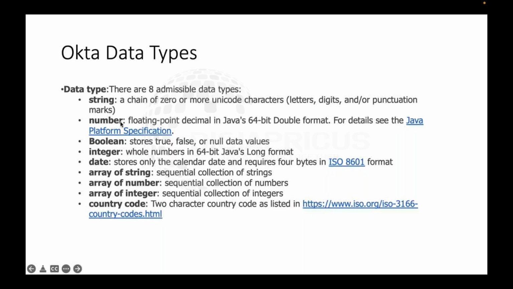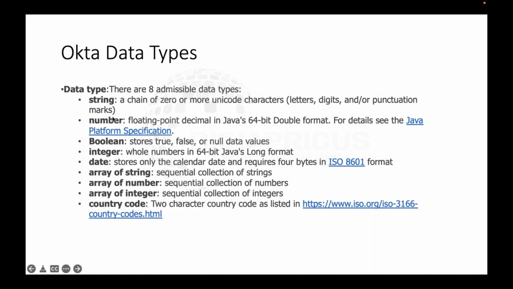Then next we have number. As the name says, if the data type is number, then the value of that attribute has to be a number. If you give number data type to age, then age cannot be, say, 70 written as SEVENTY. You have to write 70, right? So number is something like a floating point decimal in Java 64-bit double format. And if you guys are not aware of these data types, you can check them on Google, or I can provide you the link from where you can check these.